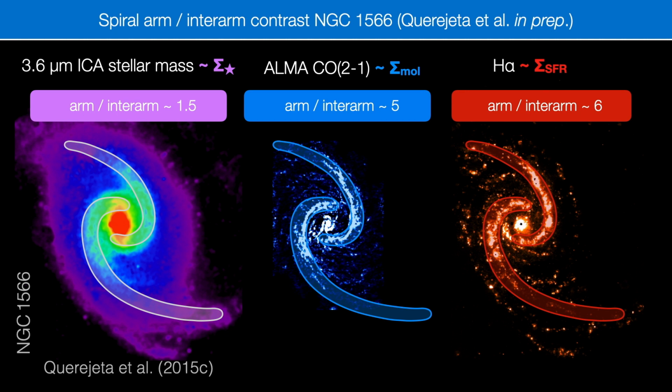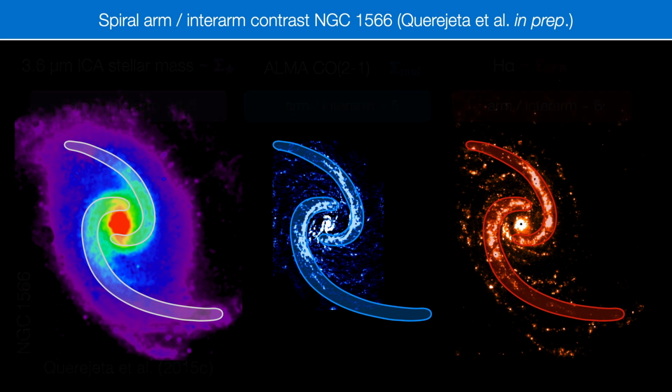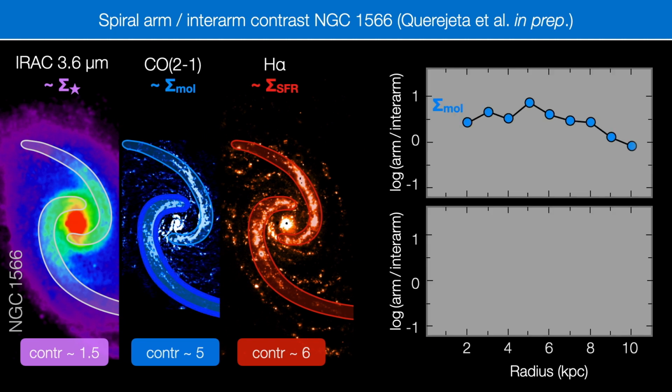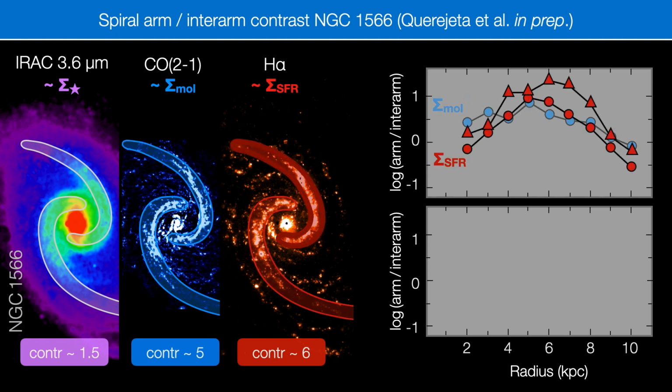And we see that the contrast in arm to interarm is significantly lower in the stellar mass than for molecular gas or star formation rates. If we examine their radial distribution, here for the molecular gas in one arm, molecular gas in the other arm, and now star formation in one arm or another, we see that there are very significant fluctuations with radius.